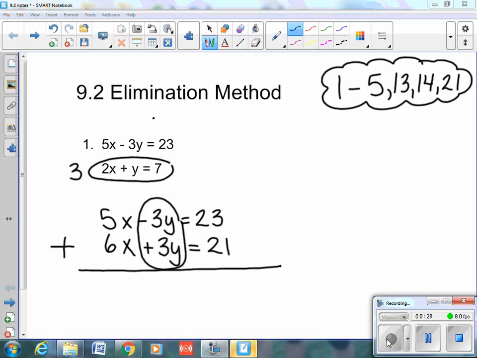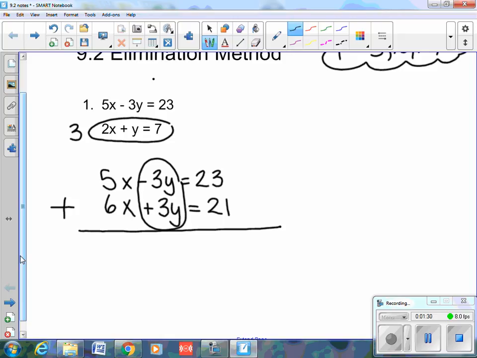And now I'm just going to add them up. 5x and 6x makes 11x. This part cancels out because they're opposites of each other. 44 is on the right hand side, so x equals 4. This is faster than the substitution method from yesterday. We're not done. Remember yesterday we wrote it as an ordered pair. We're going to do the same thing today.